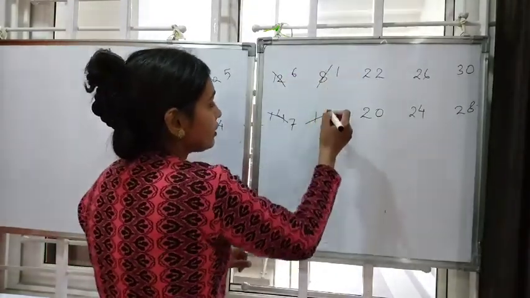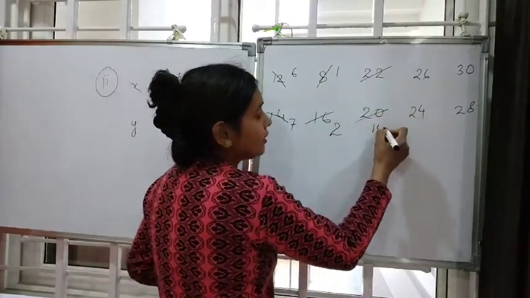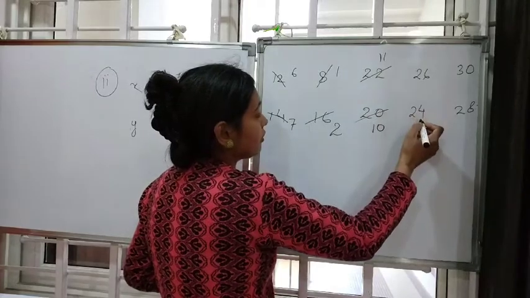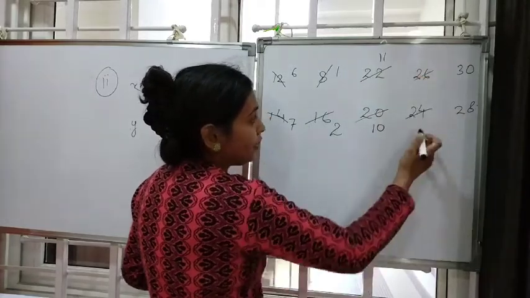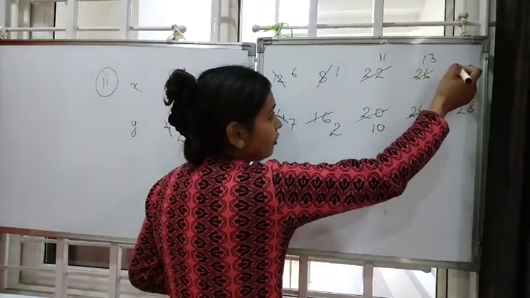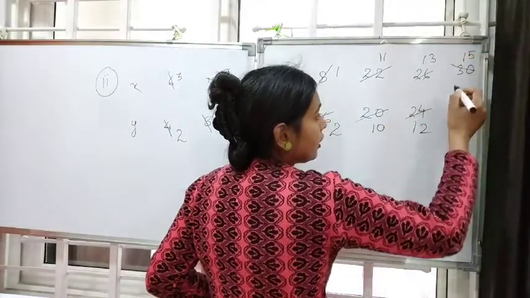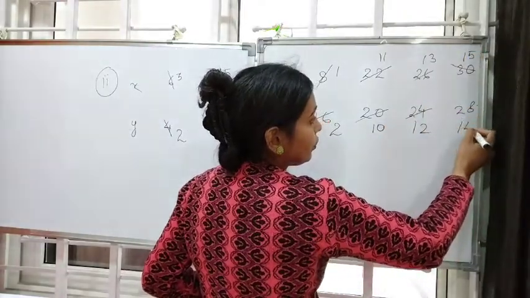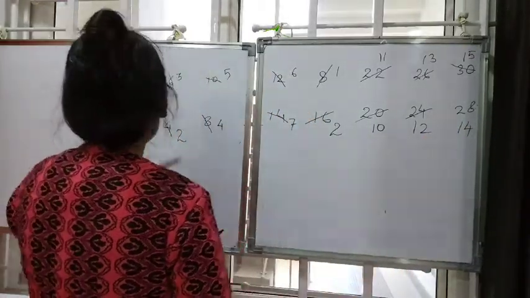Here also 8 ones are, 2s are. Again by 2, 10s are, 11s are. Here both will go by 2, 12s are and 13s are. Here again both will go by 2, 15s are and this is 14s are. So are the ratios same?